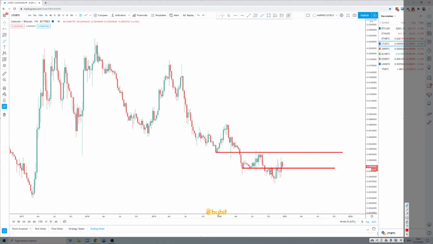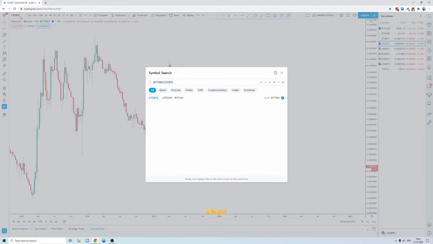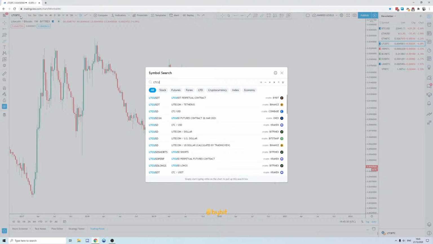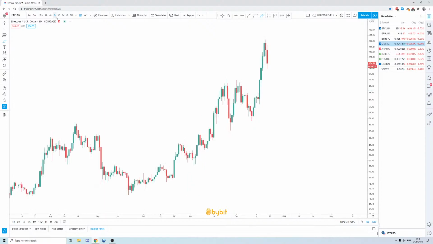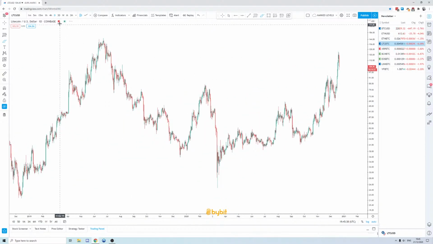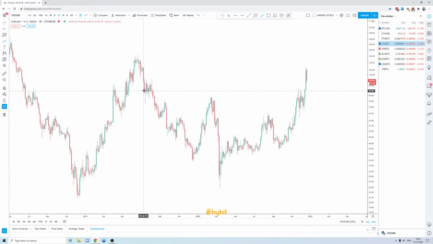These are the two levels I care about. As long as it doesn't take a shit here during the week, I'd expect the top of the range to get tested. And we can see what Litecoin dollar is doing to complement that. There was one time frame I knew I was monitoring.